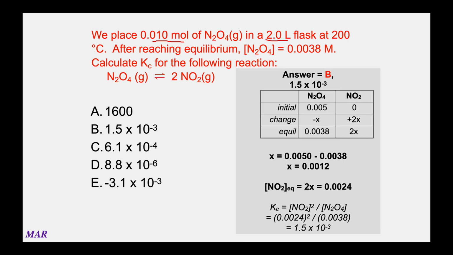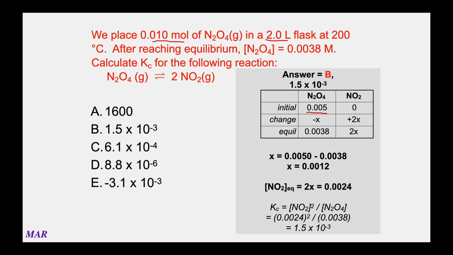So anyway, here's my ICE table that I set up. Initial, change, and equilibrium is what ICE stands for. And again, I did take the moles of N2O4 and I divided it by 2 to get this number right here, 0.0050. Technically, it should have another sig fig. Anyway, that's one of the parts that sometimes is kind of confusing at first. We don't have any nitrogen dioxide.